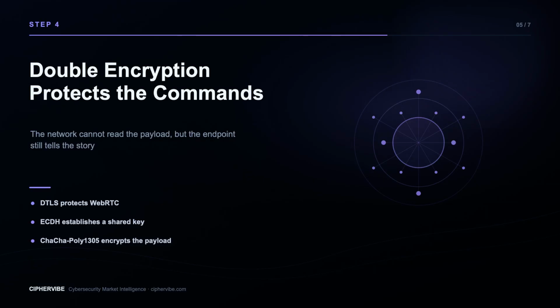msaRAT adds another encryption layer using a ChaCha20-Poly1305-based scheme. When the channel opens, the implant and server perform an elliptic curve Diffie-Hellman key exchange and derive shared key material for the command frames. The result is double encryption. The browser protects the WebRTC transport, and the RAT protects the application payload before handing it to the browser. Even if a security tool recognizes WebRTC, it cannot simply read the attacker's commands.